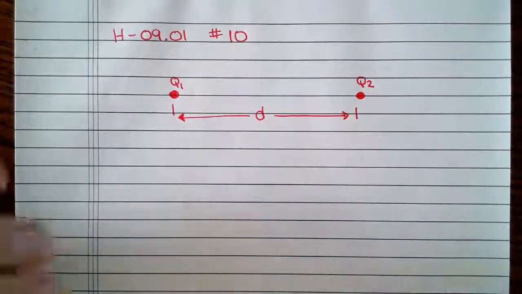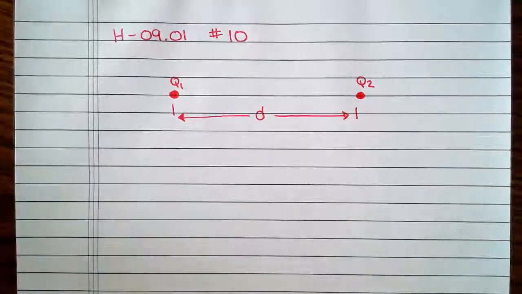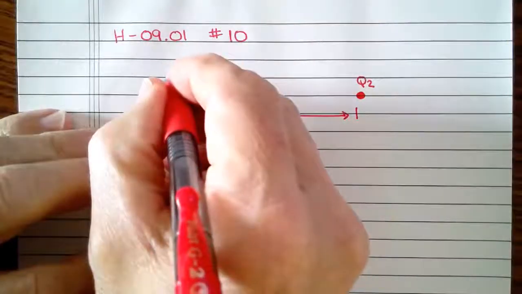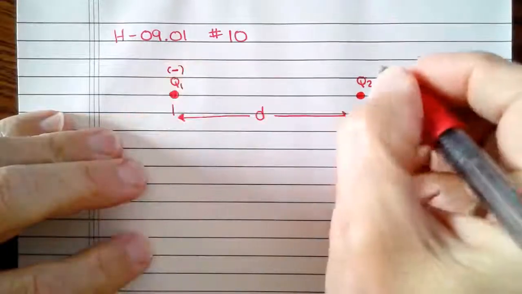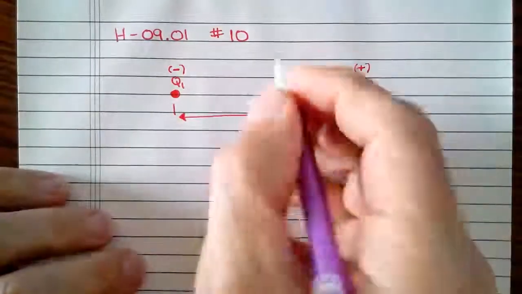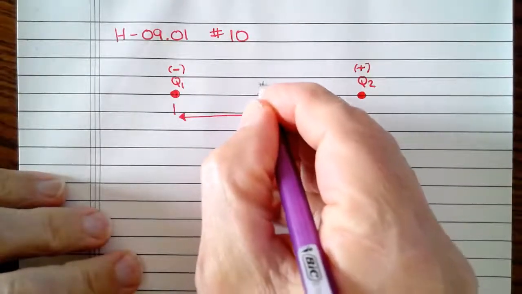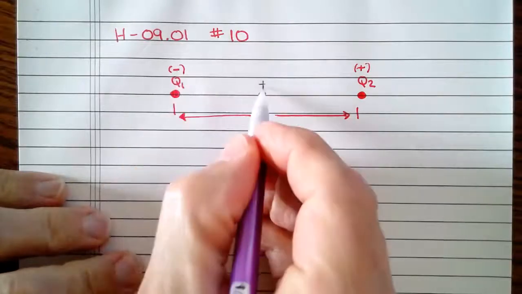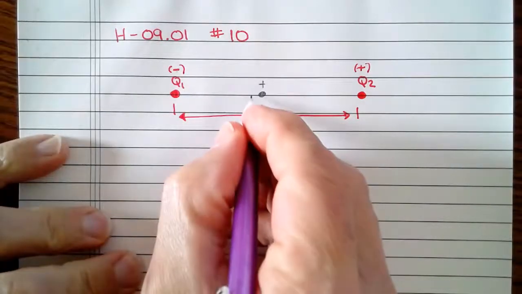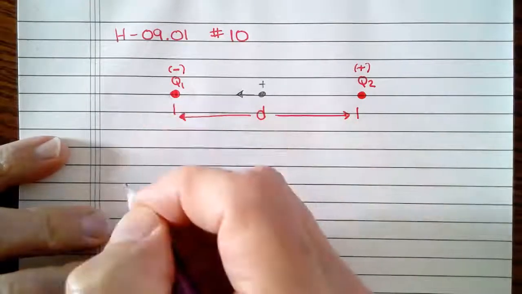Okay, here's some help for number 10. It's like number 9, except the difference is that Q1 is negative and Q2 is positive. So if you imagine you put a positive charge somewhere between them, this negative charge and this positive charge would attract. So there'd be a force going this way on Q3 due to Q1.